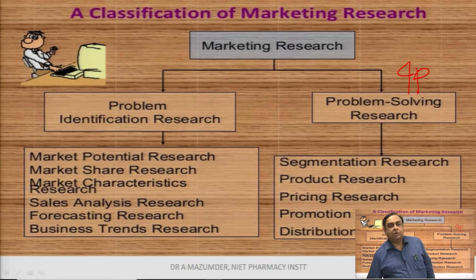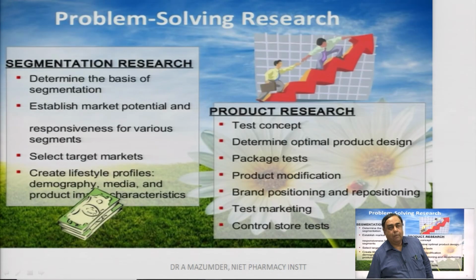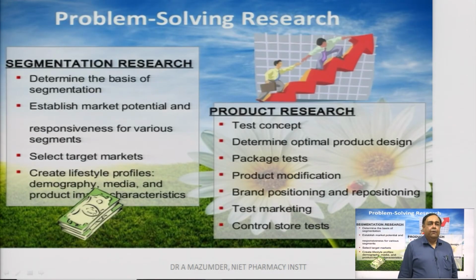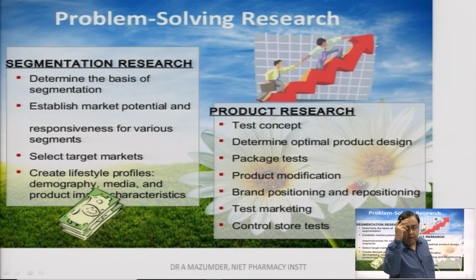Now, we are first discussing problem solving research, that will be followed by problem identification research. Whenever we are talking of segmentation research, determine the basis of segmentation. See, you are wanting to solve a particular problem. So, first of all, you need to see whether the segmentation has been proper or not. So, determine the basis of segmentation, establish the market potential and responsiveness for various segments, select the target market where the problem has taken place, create a lifestyle profile in terms of demography, media, product mix and characteristics and so on.